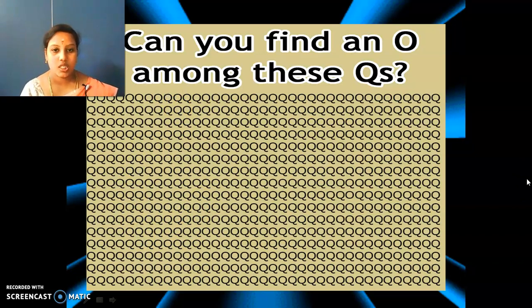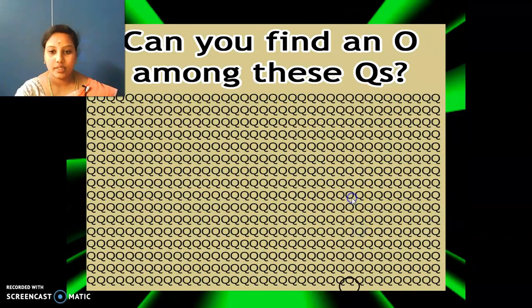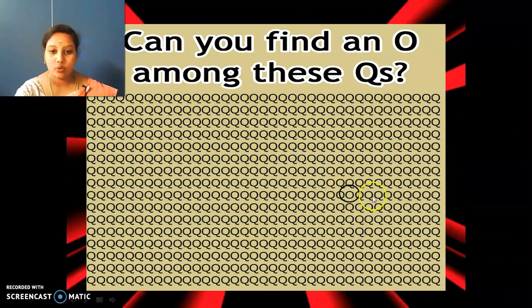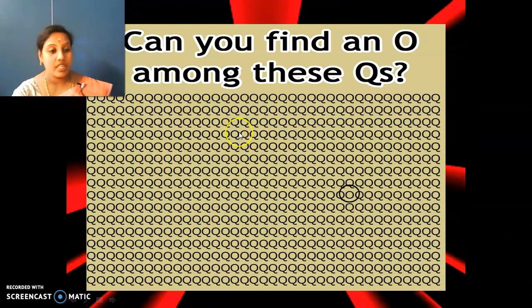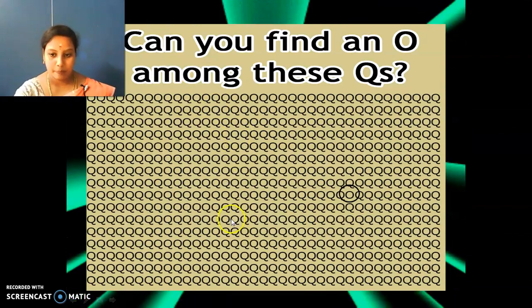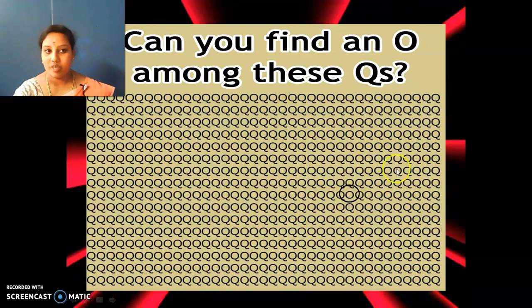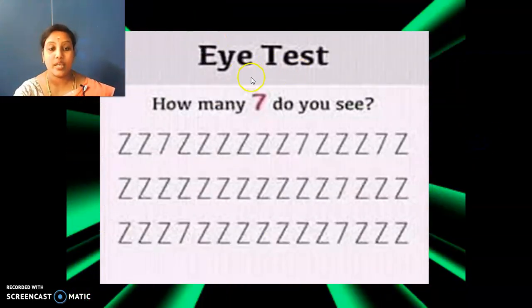Come on kids. Find. Okay. I found one. See. Here it is there. See here. Here I found one O. So if in this picture any other O is there, please find it and then let me know. Okay? The one we found. The next one.